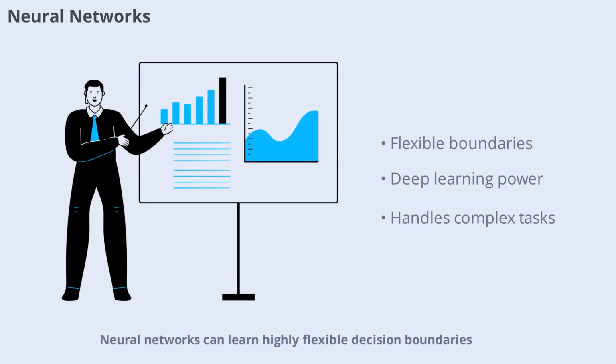Neural networks can learn highly flexible decision boundaries. By stacking layers of neurons, they can model complex nonlinear relationships in the data. This makes them suitable for tasks like image and speech recognition where simple boundaries aren't enough.